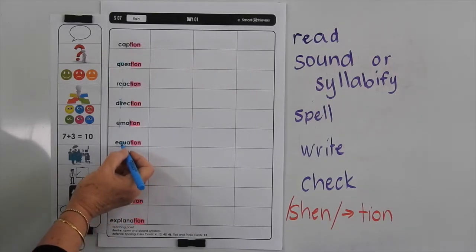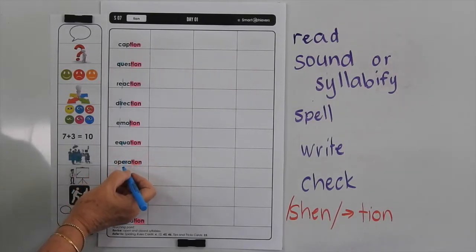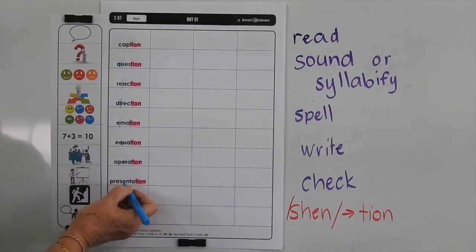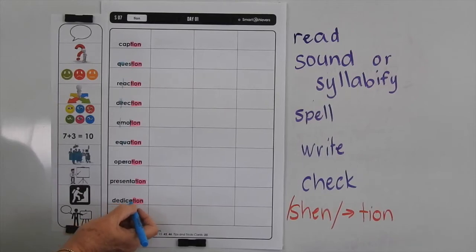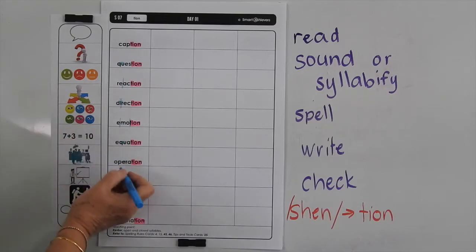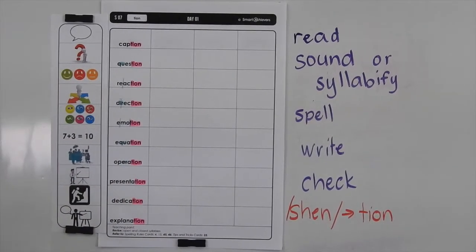And we've got another QU down here. Operation, you actually have an R-controlled vowel with the ER. Presentation, dedication, explanation. Just be careful that you're doing every part of each of those syllables when you're writing them. The phonics in it is quite simple because we're getting into some longer words.